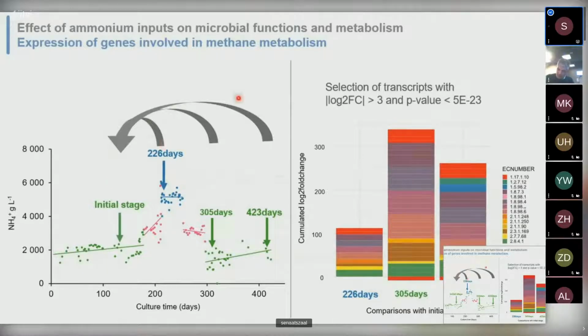Then, after this comparison, I select specific transcripts with a log2 fold change superior to 3 and a p-value inferior to 5 to the minus 23. So I represent here the cumulated log2 fold change for the different comparisons with the initial stage.